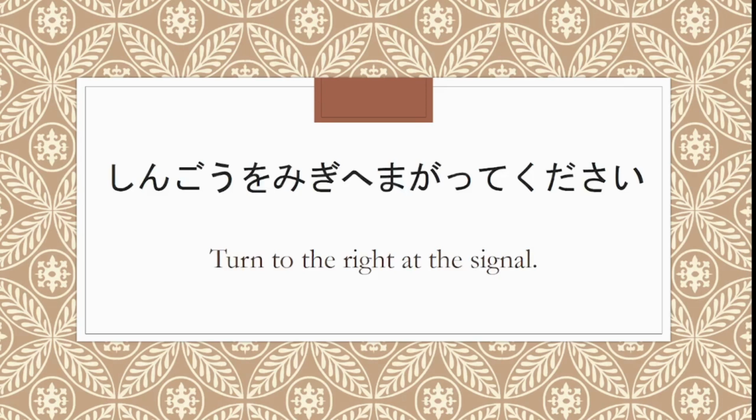Shingo o migi e magatte kudasai. One more time: Shingo o migi e magatte kudasai means turn to the right at the signal. Shingo means signal. Then we have the o particle. Then we have migi, which means right. Then we have the e particle. Then we have magatte, the word we have just studied in this lesson, which means to turn.